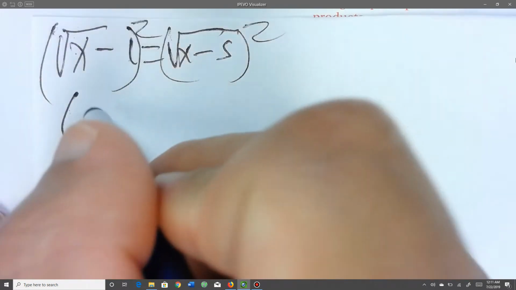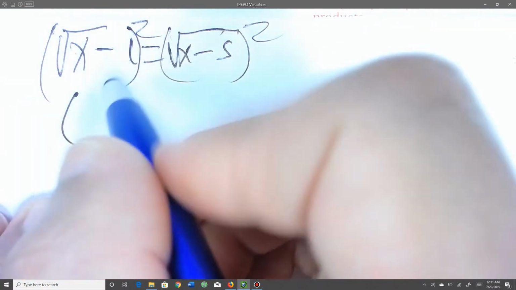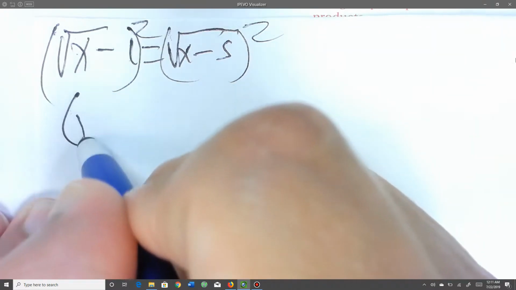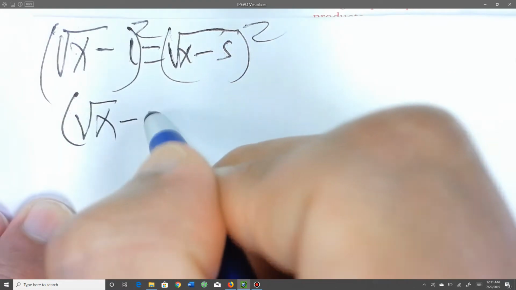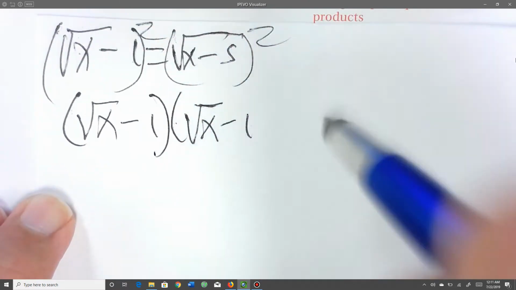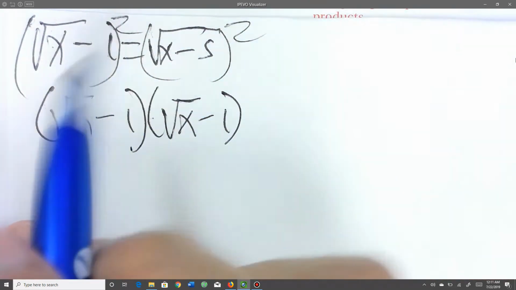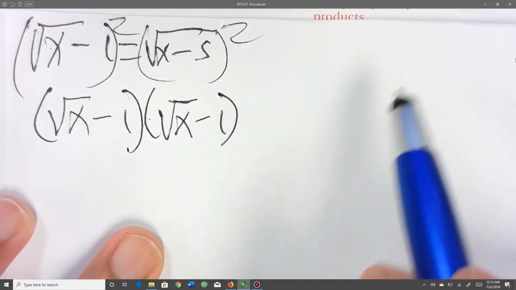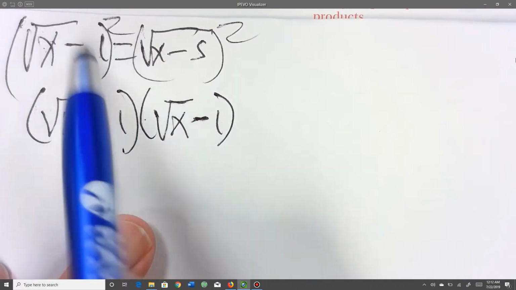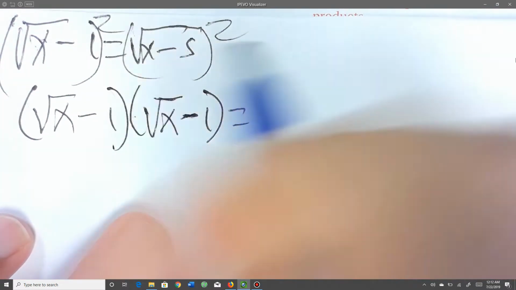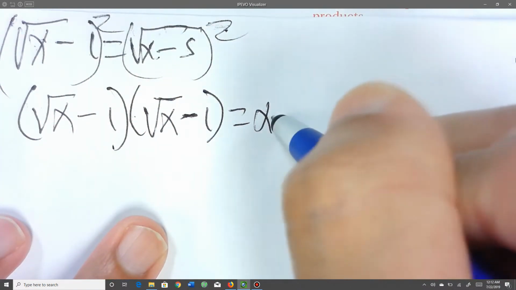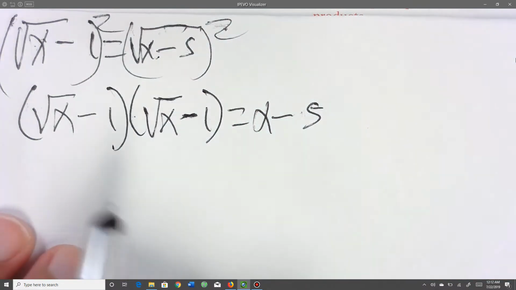No, this is a foiling, if that's what you want to call it, foiling multiplication. The square root of x minus 1 times the square root of x minus 1. Yeah, I know I have to repeat myself there, but that's because I've seen you guys make this mistake again and again. Okay, and then for the other side, these two operations cancel out, so just rewrite x minus 5, and we're done with that.